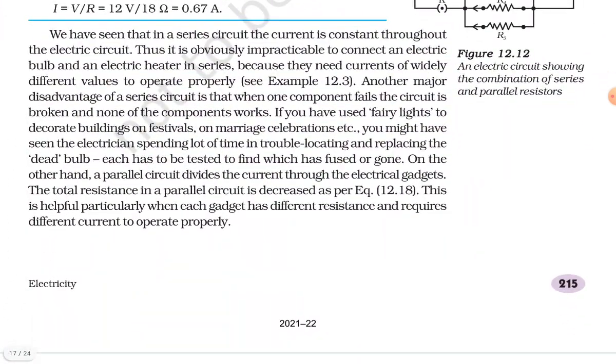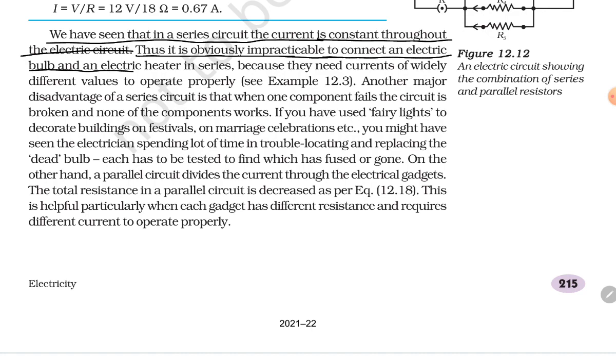So we have seen that in a series circuit, the current is constant throughout the electric circuit. Thus, it is not practicable to connect an electric bulb and an electric heater in series because they need currents of widely different values to operate properly. See example 1.3.